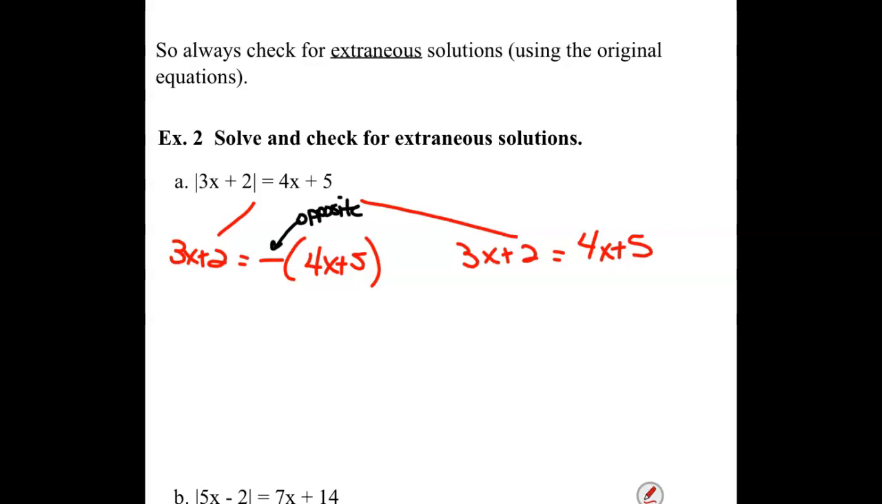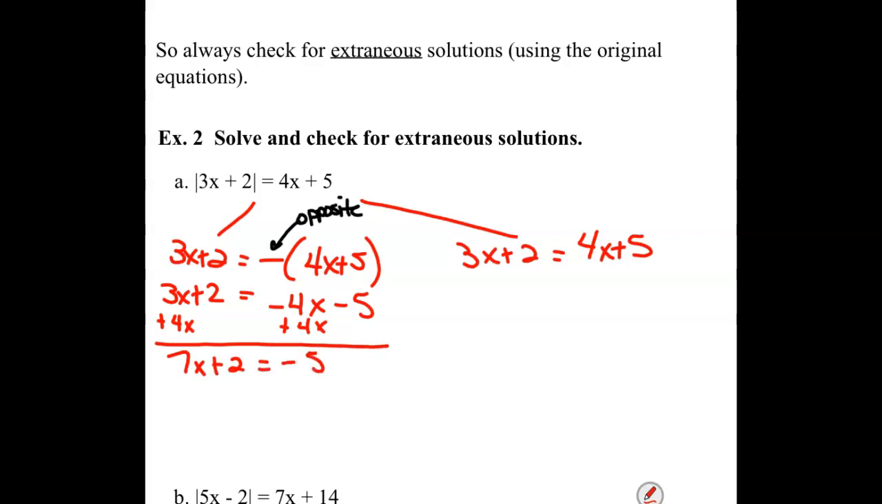All right. So distributing that negative means the 4x becomes a negative 4x, the 5 becomes a negative 5. Everything is opposite of what it was. Okay. To solve this, I'm going to add 4x to the other side. Then I'm going to subtract 2. So I end up with x being negative 1.